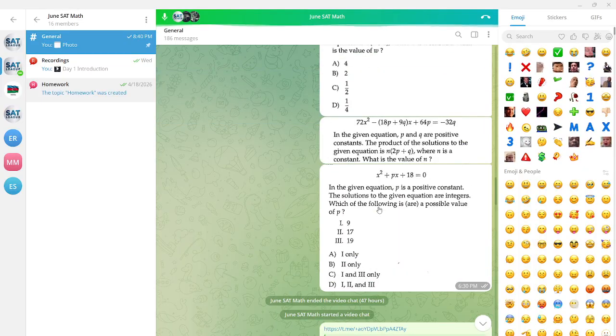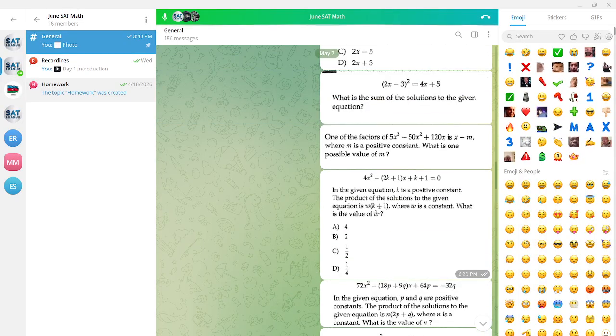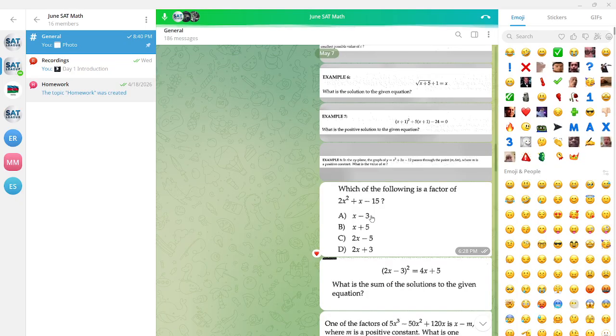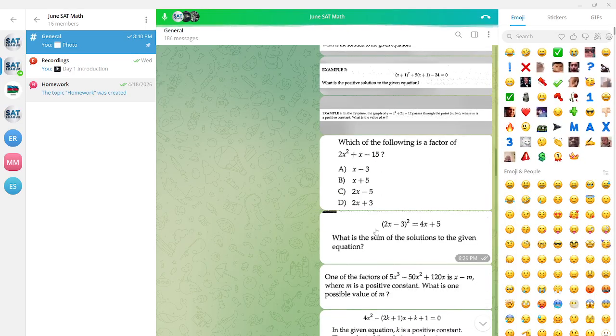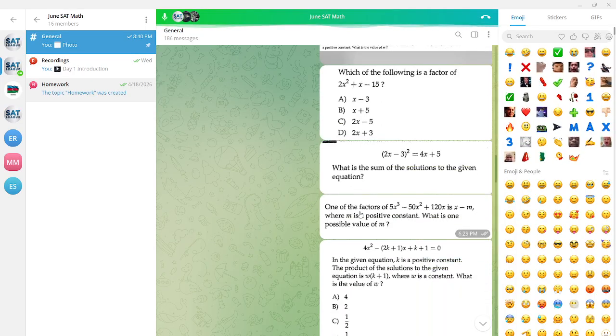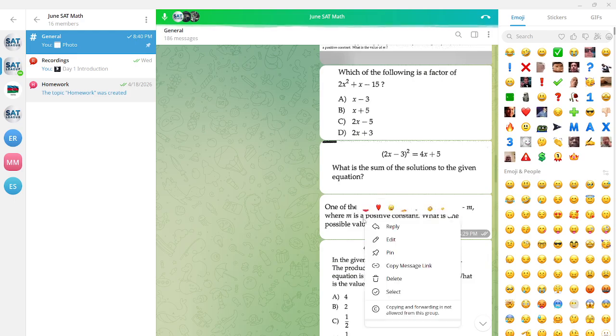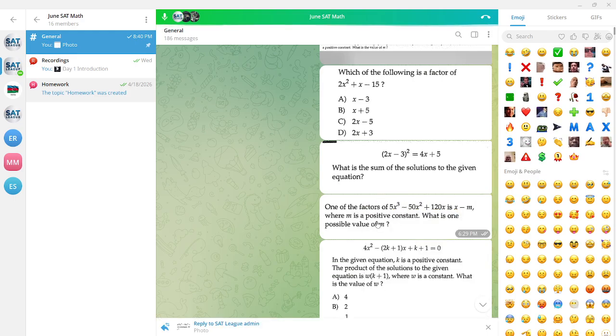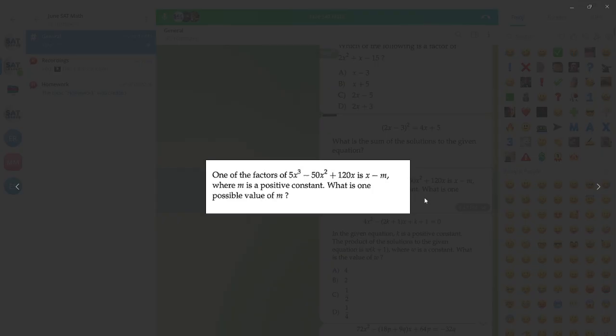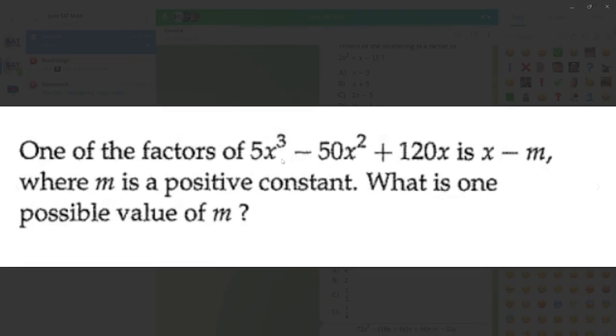Next question. The other ones are all related to the factor thing, which is what we just learned. Let's look at those examples. Now we are in this example. One of the factors of 5x cubed minus 5x squared plus 120x is x minus m, where m is a positive constant. What is one possible value of m?